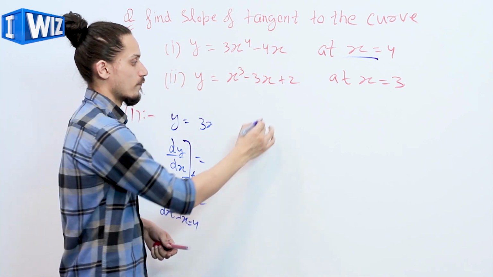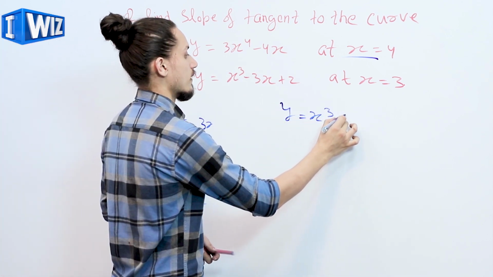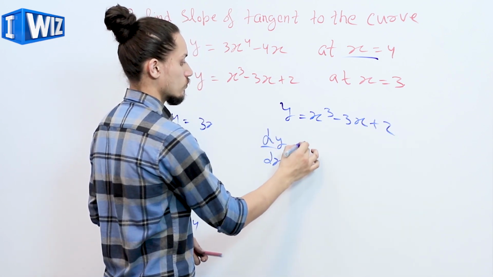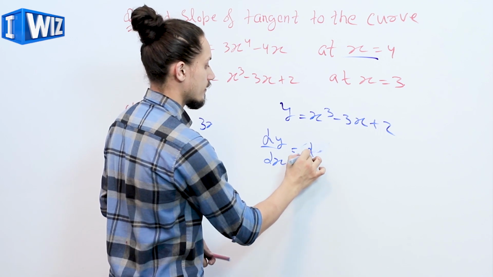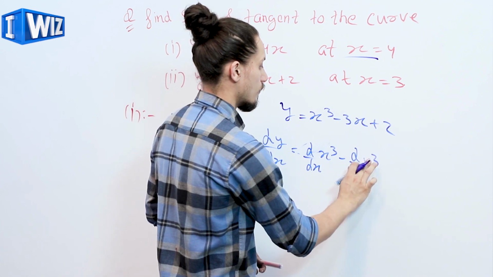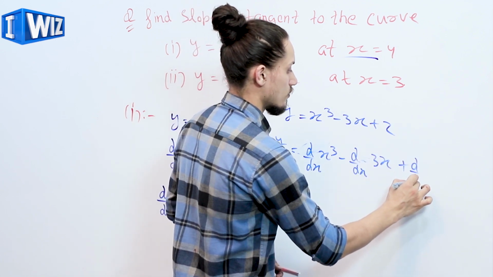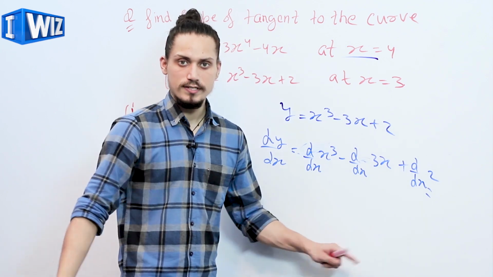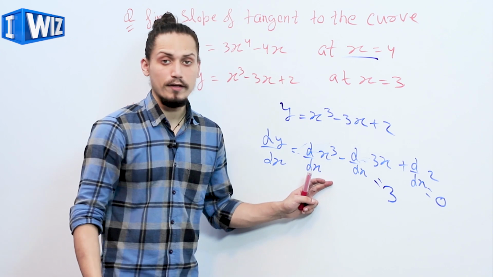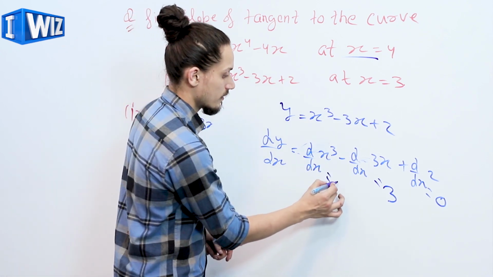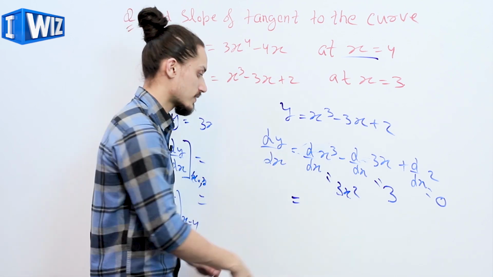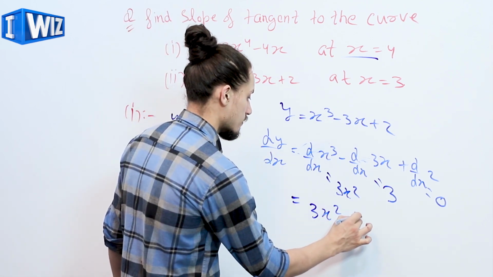For the second curve, we have y is equal to x cube minus 3x plus 2, and dy/dx is equal to d/dx of x cube minus d/dx of 3x plus d/dx of 2. Now the derivative of a constant is 0. The derivative of 3x will be equal to 3, and the derivative of x cube will be equal to 3x raised to power 2. So we get the derivative of y with respect to x as 3x square minus 3.